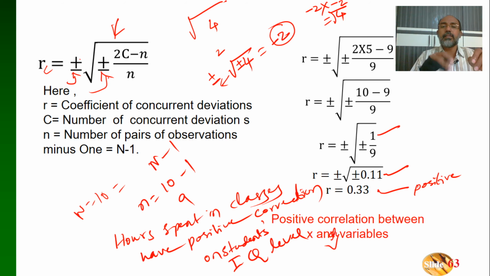So with this, I hope I have completed the concurrent deviation method, and I have covered all the top points in this one. With this, I conclude the correlation coefficient chapter.